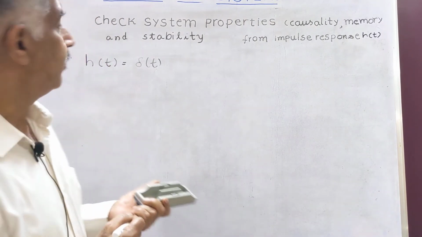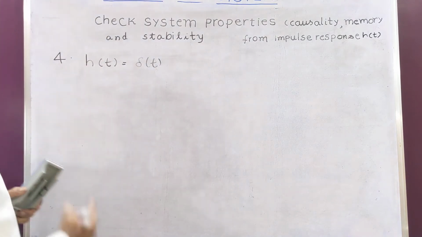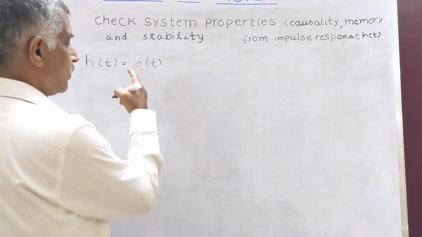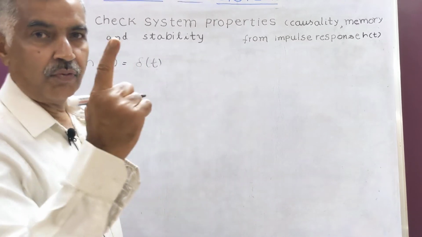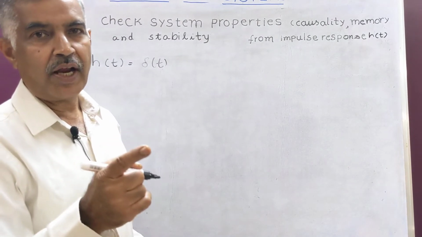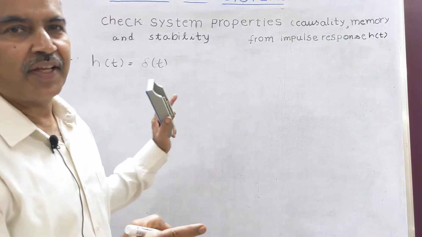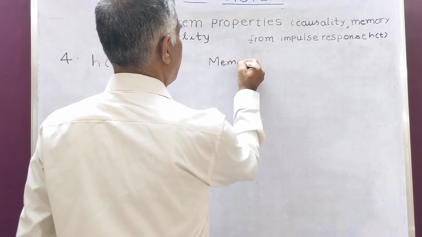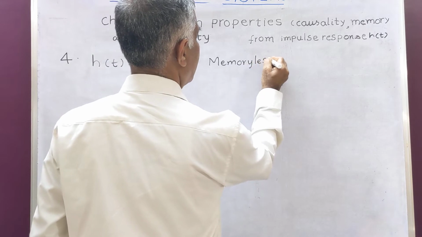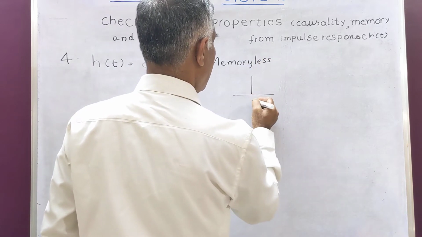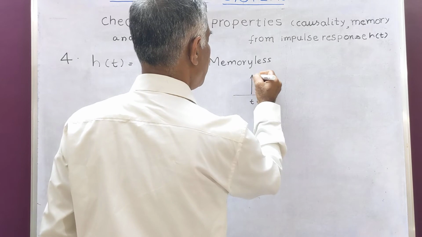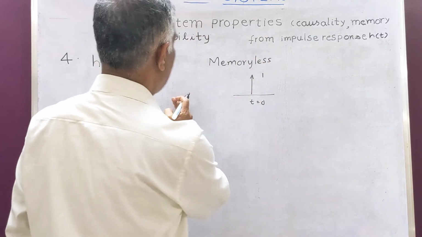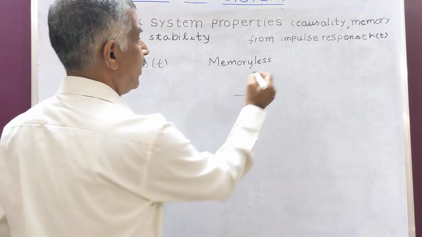Now I will continue with the fourth example, h(t) equal to delta(t). You know what the impulse function is. This delta(t) value is 1 at t equal to 0. Therefore, only at t equal to 0 its value exists, so it is memoryless. And for t less than 0, its value is 0. Therefore, it is causal.